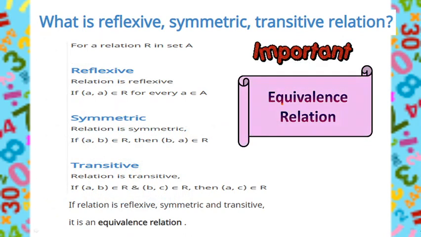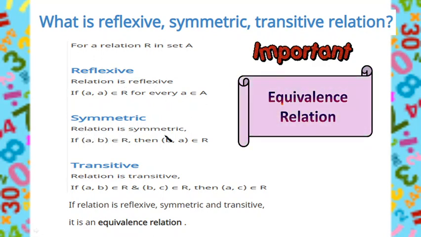Now, what is a reflexive, symmetric and transitive relation? Very important relation now. For a relation R in set A, reflexive: a relation is reflexive if (a, a) belongs to R for every a belongs to A. It means any element is related to itself. Like for example (1, 1), (2, 2). If we have these type of ordered pairs in the relation, then we call that relation reflexive.